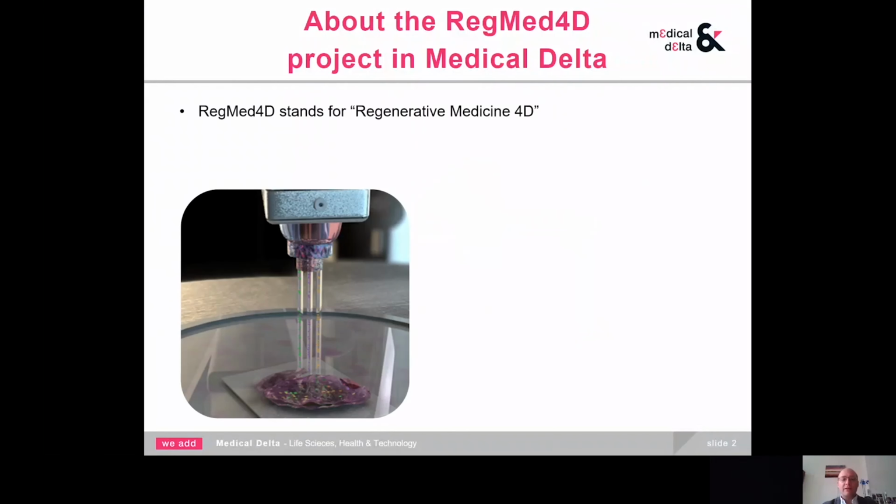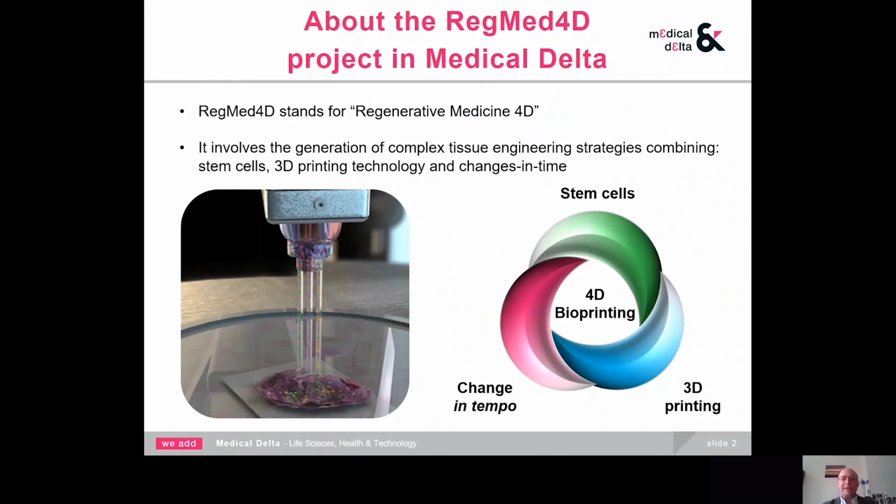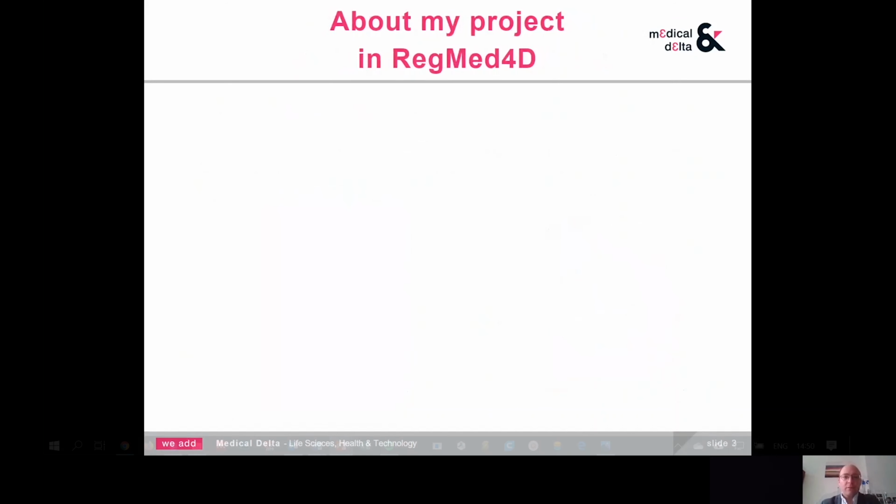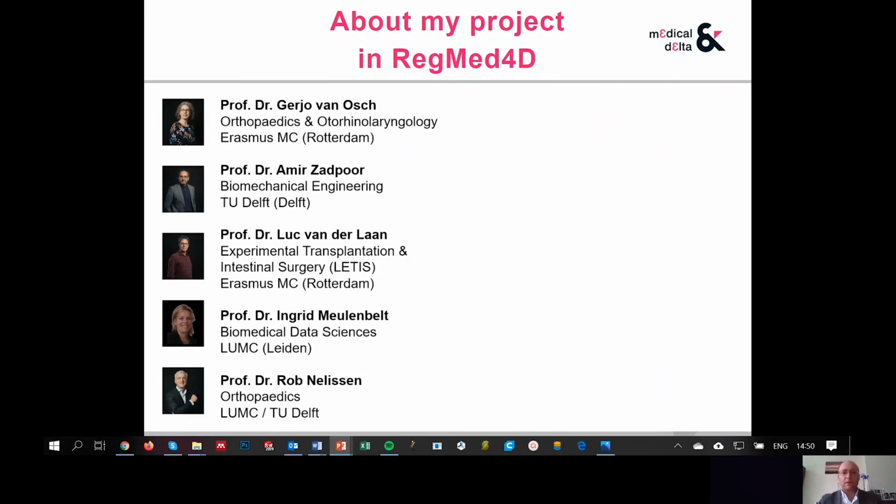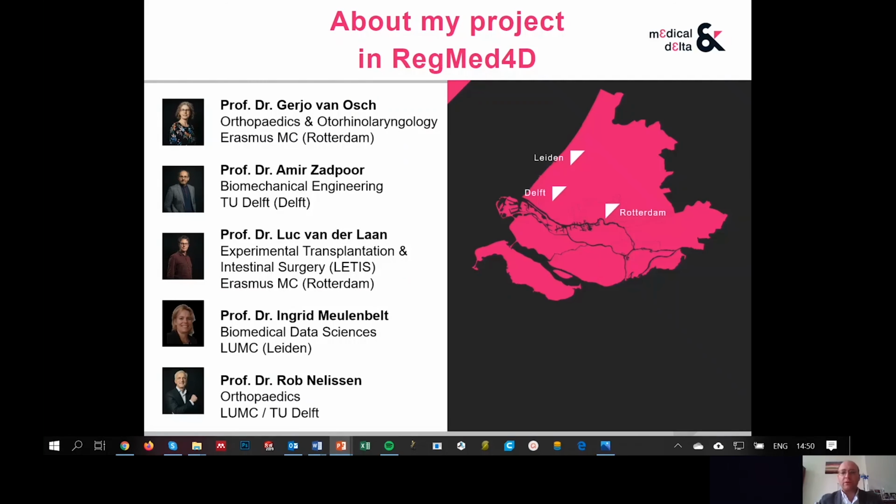I work in the RegMed 4D project in Medical Delta, which stands for Regenerative Medicine 4D. It involves the generation of complex tissue engineering strategies, combining stem cells, 3D printing technology, and changes in time. The project of RegMed 4D involves the collaboration between 3 different universities from Leiden, Delft, and Rotterdam.